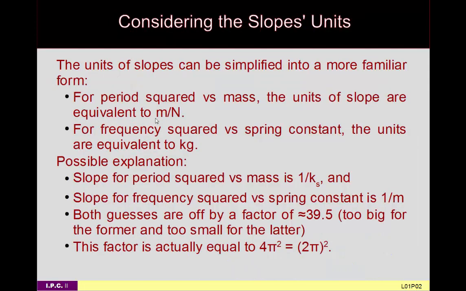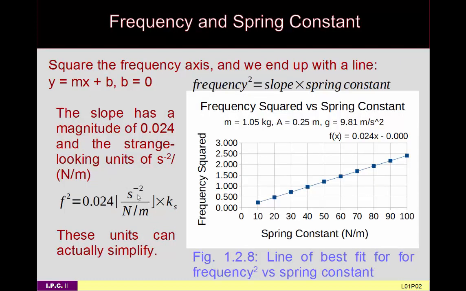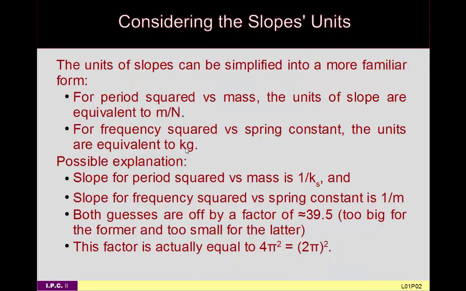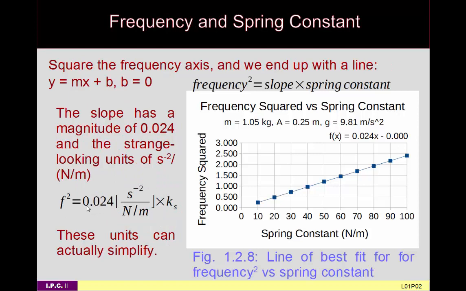More on that here. We notice that the units are equivalent for the first set of graphs, the period versus mass graph, to meters per Newton. For that second graph, the simplification is that seconds, inverse seconds squared divided by newtons per meter is the same thing as kilograms. So one possible explanation for that is that the slope of the period squared versus mass is 1 over the spring constant, and the slope of the frequency squared versus the spring constant is 1 over the mass.